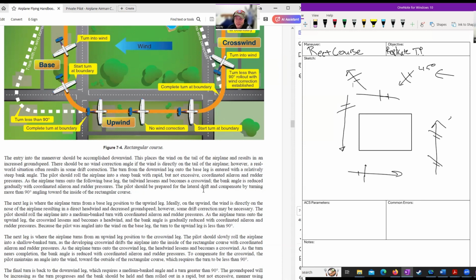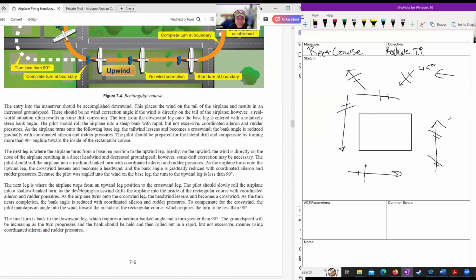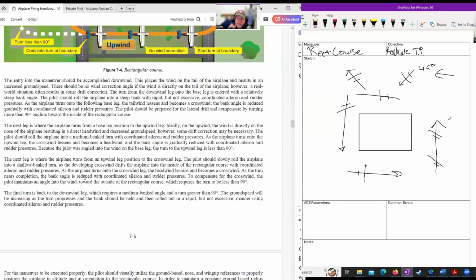The pilot should be prepared for the lateral drift and compensate by turning more than 90 degrees, angling toward the inside of the rectangular course. The next leg is where the airplane turns from a base-leg position to the upwind leg. Ideally, on the upwind, the wind is directly on the nose of the airplane, resulting in a direct headwind and decreased ground speed. However, some drift correction may be necessary.